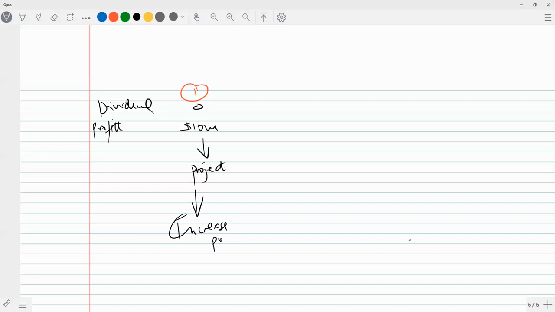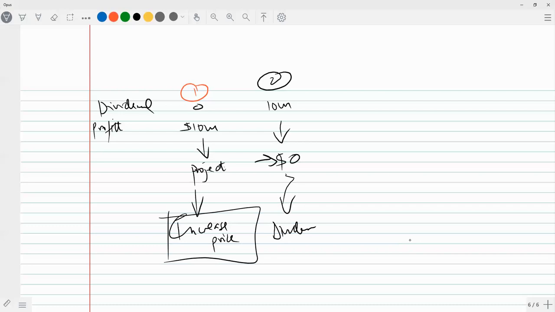In scenario two, assume the company pays the entire 10 million to the shareholders. That means there's zero to invest, so there's zero investment in the project. However, don't forget the shareholders already have the 10 million in their pocket. That implies they will be having the dividend, but the capital gain component, which is about the increase in the share price, is affected.